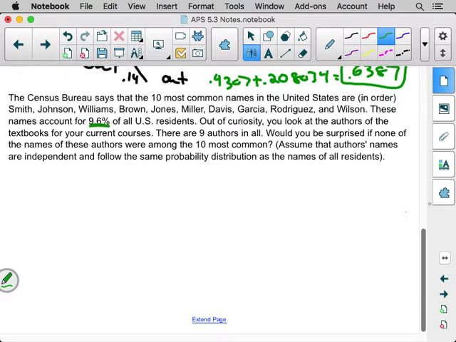Wouldn't it just be the opposite of that, right? So here, if 9.6% of all names are those top 10, for someone to not be on that list would be 0.904, right? Is everyone with me? But I'm looking at 9 authors. So I want this author and this author and this author and this author, so on and so forth. I want none of them to be on that list. So I have 9 names that I want to not be on that list. What do I do if I have those 9 names? To the 9th power. I mean, you could multiply it by itself 9 times, but that sounds like a lot more work, doesn't it?